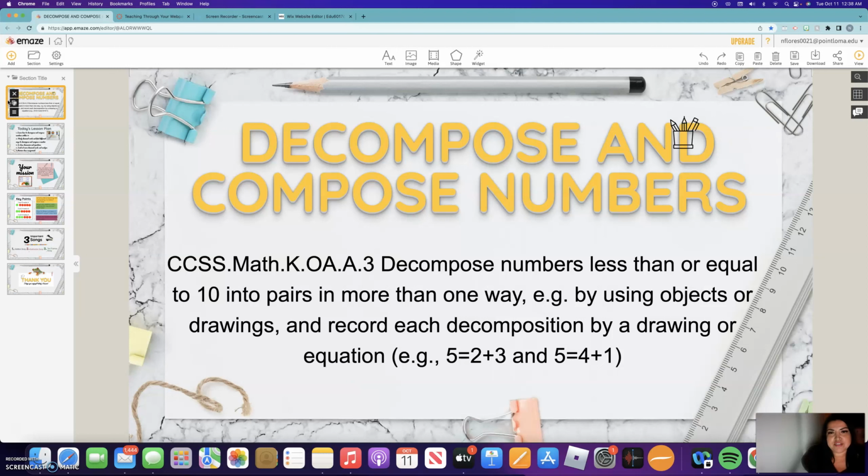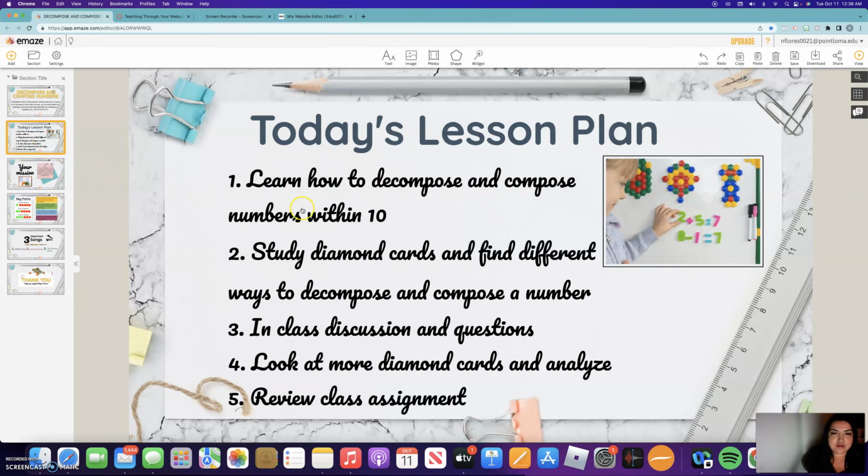Today I put together a presentation for you about what we have been learning in class. We have been learning to decompose and compose numbers. We are going to learn 5 things in today's math lesson. Number 1, you will learn how to decompose and compose numbers within 10.